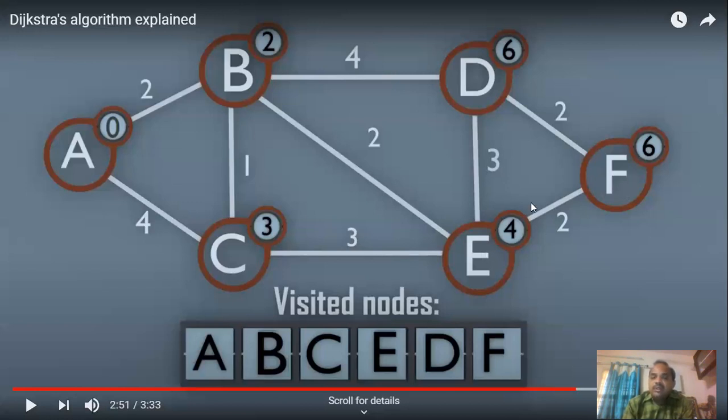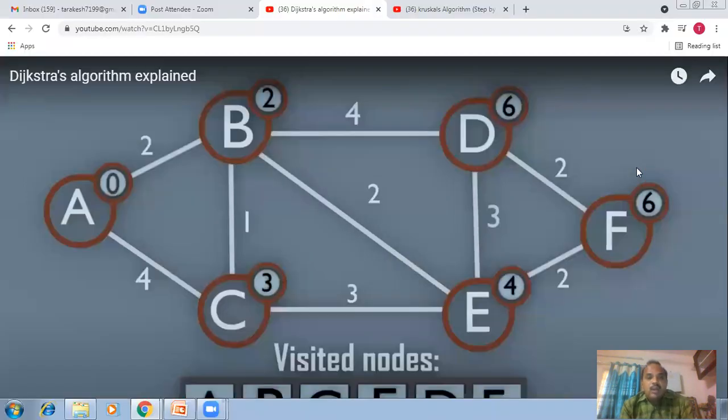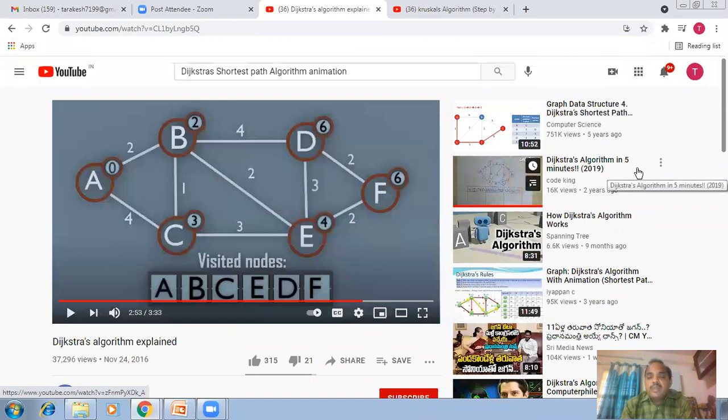This is the final one. So here the source is A, then the destination is F. Clear? This is the shortest path of this graph. This is also a spanning tree: A to B to C, then E, F. Finally, we will get unconnected components. Clear? Unconnected means that it is called a tree. So Dijkstra's algorithm is used to find the shortest path of the graph. Path means way. Clear? This is Dijkstra's algorithm.